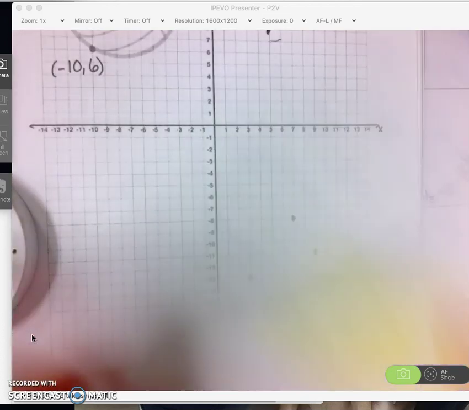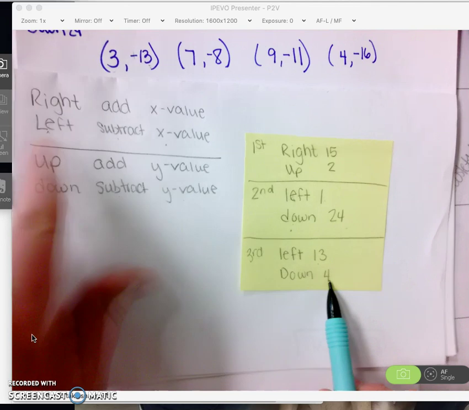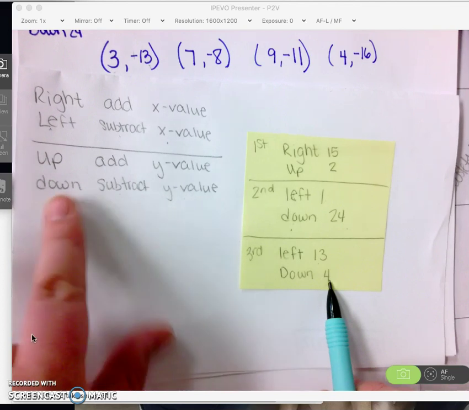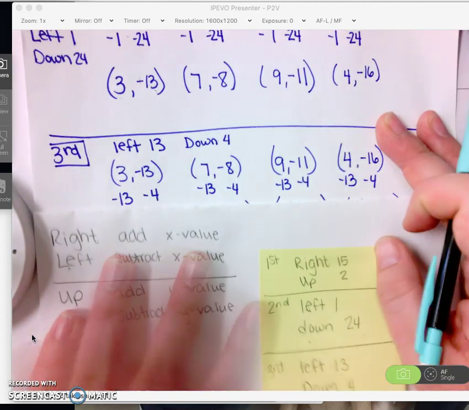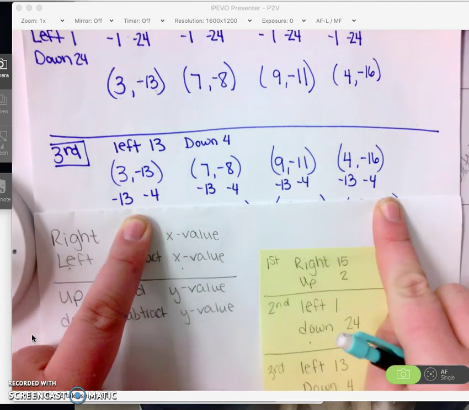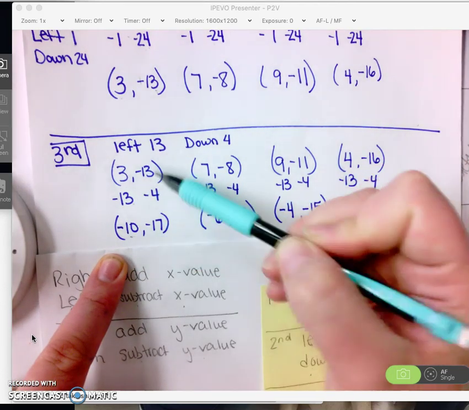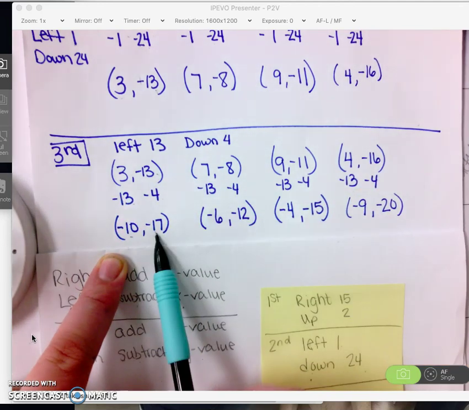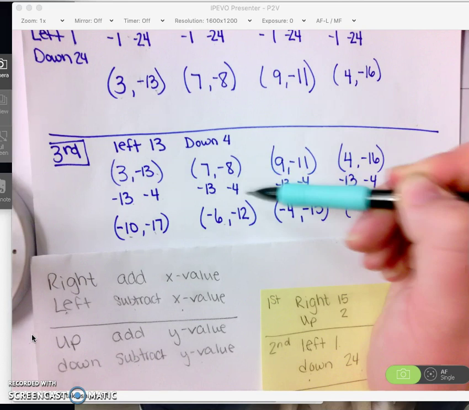Okay, and then the last one, it asks us to go left 13, down 4. So left means subtract from the x, and down, subtract from the y. So subtract that 4 from the y value. So minus 13 on the x and minus 4 on the y for all of my points. 3 minus 13 becomes negative 10. Negative 13 minus 4 goes even more negative, so negative 17. 7 minus 13, negative 6. Negative 8 minus 4, negative 12.